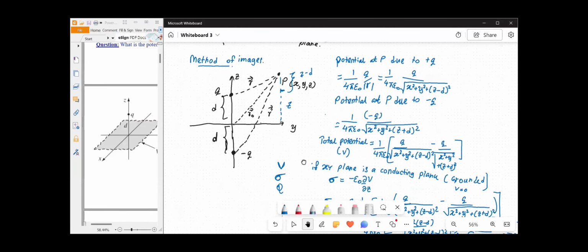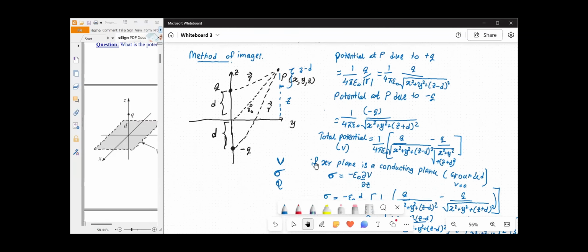Therefore, if we have a grounded conducting plane, in this case the xy plane, and we have a charge q here, then to solve that situation, what we can do is add a charge minus q here, at the same distance from the plane, to simplify the question where we have one charge here and the conducting plane. Okay, so that is the method of images.